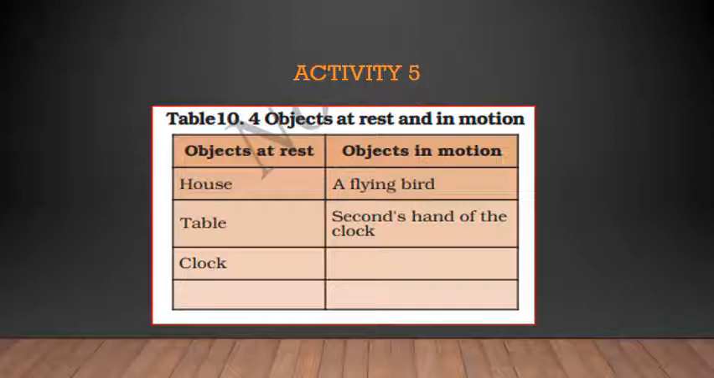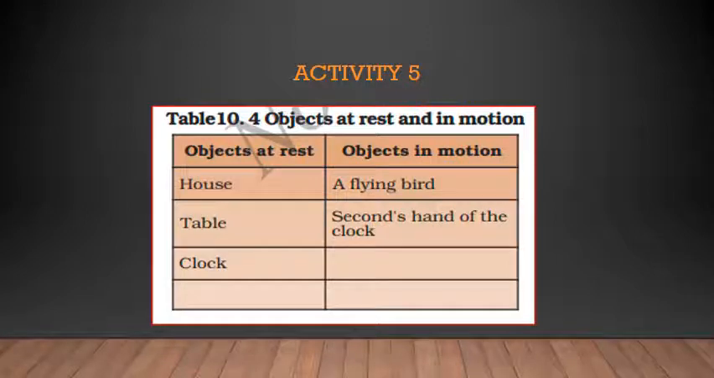How did you decide whether an object is in motion or at rest? You did that list, right? If you take the list that is given on your screen, the objects at rest are house, table and clock, and the objects in motion are a flying bird and the second hand of the clock, right? How did you decide that these objects are at rest and these objects are moving?